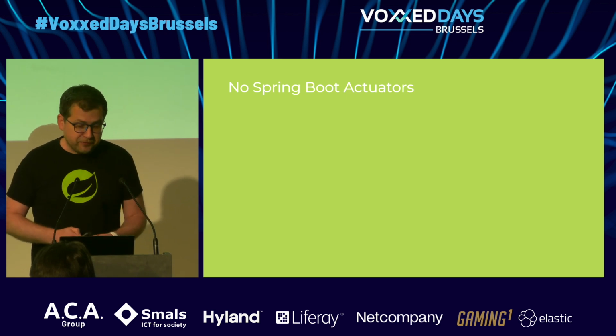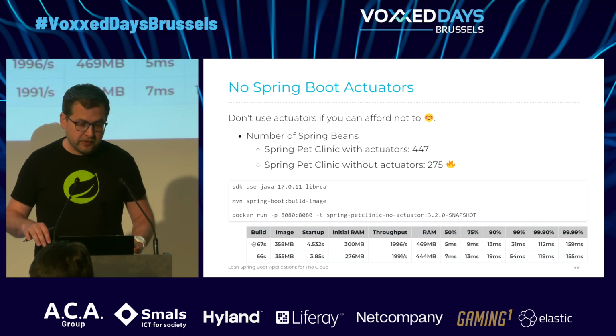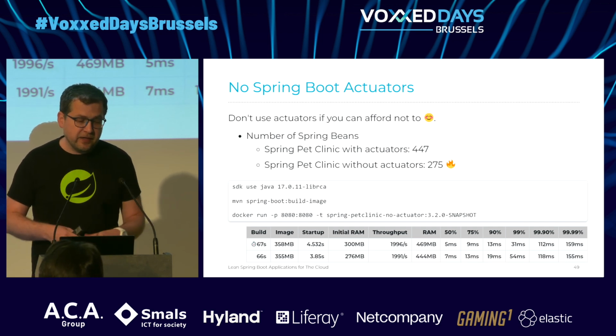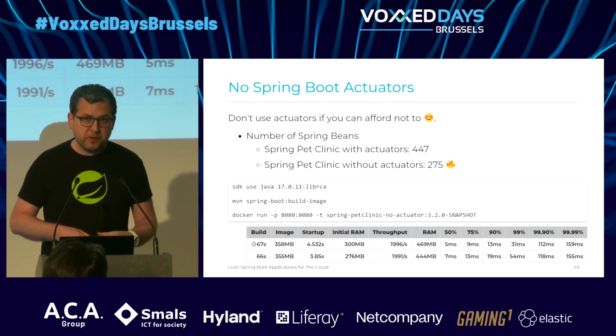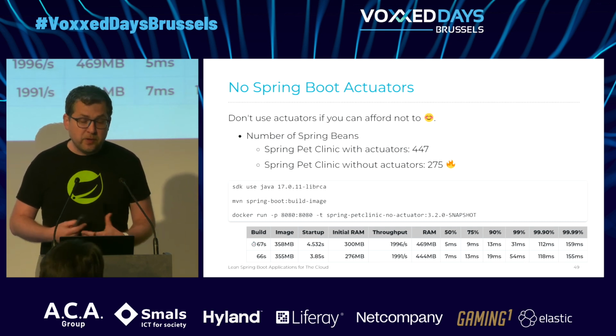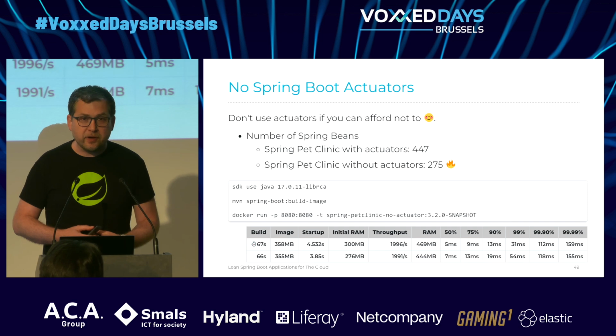Okay, so there is another thing. If you're brave enough, don't use actuators. I'm not saying you should not use them, but if you don't need them, don't use them because they create overhead. And the fun fact is that the pet clinic has 447 Spring Beans with actuators in there, and if you remove them, you only have 275 Spring Beans. It's roughly 170 Spring Beans difference, right?